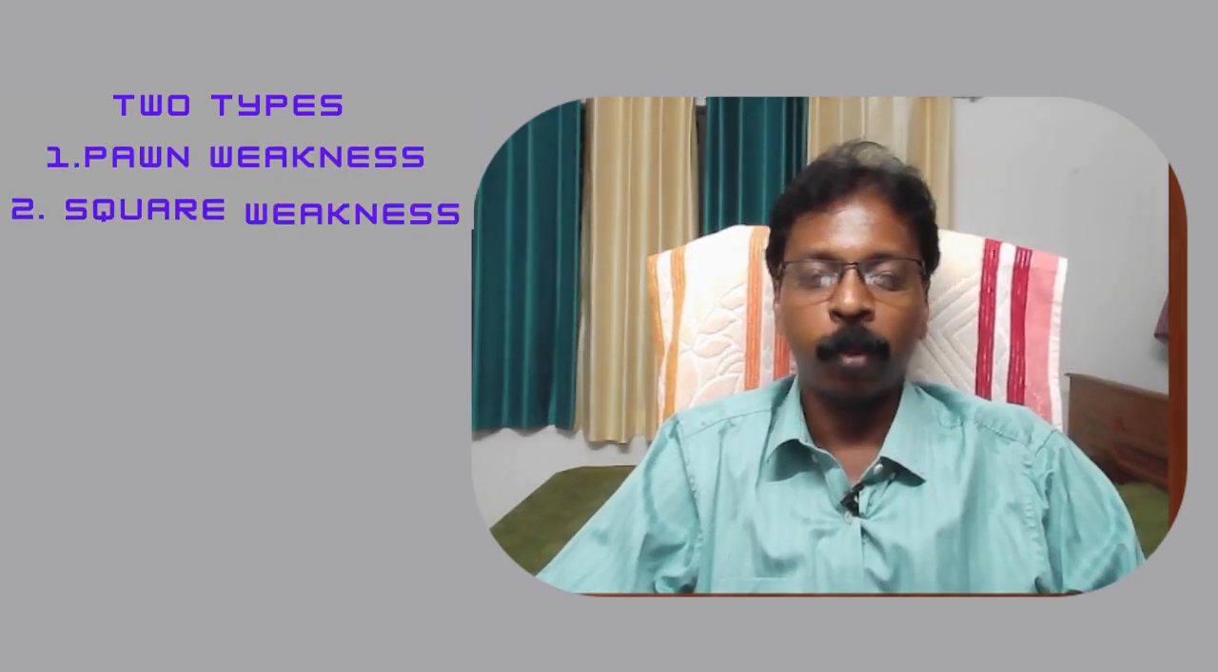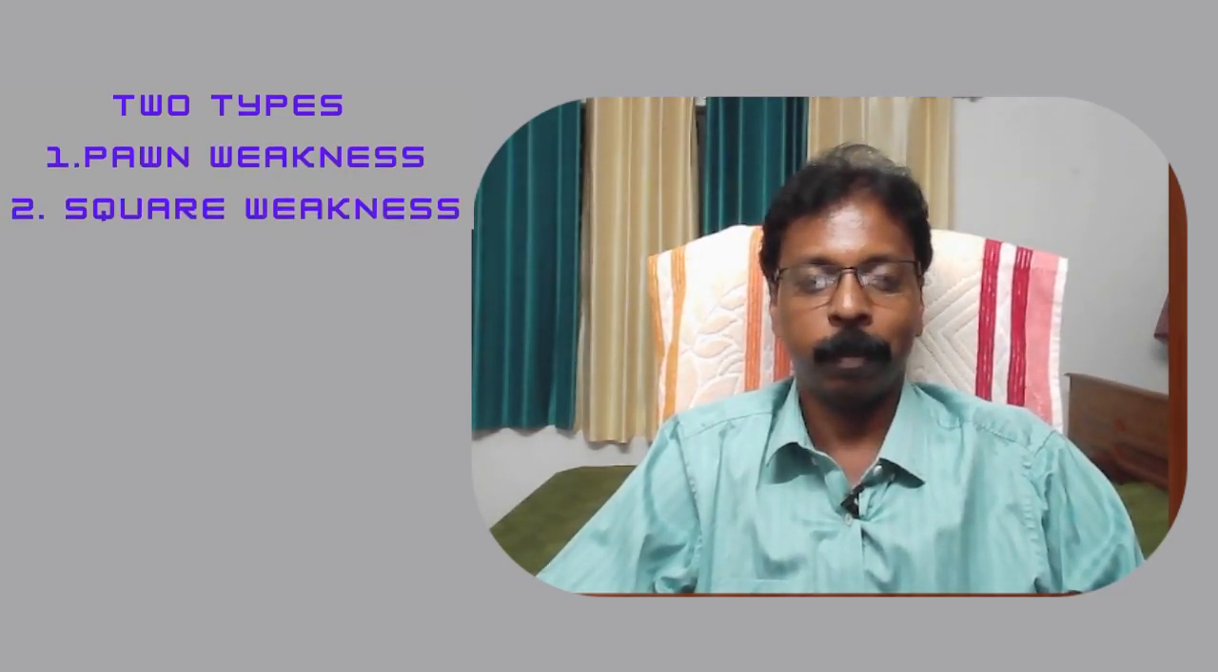There are two types of structural weakness: pawn weakness as well as square weakness. The commonly seen pawn weaknesses are isolated pawns, backward pawns, and double pawns. A square weakness is basically what we normally term as a hole in a pawn structure. That means a square in one's own territory that cannot be protected by pawns is termed as a square weakness, or we simply call it a hole. So these two are the main structural weaknesses.